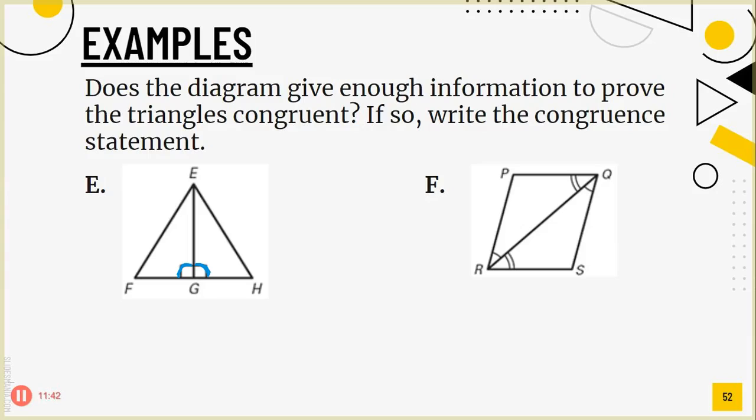Also, I see that they share side EG. So I can mark EG congruent to itself. But if I'm looking at that triangle, I don't know anything else about that triangle. And so unfortunately, I only have two pieces of information, and so there is not enough info to prove that these triangles are congruent.